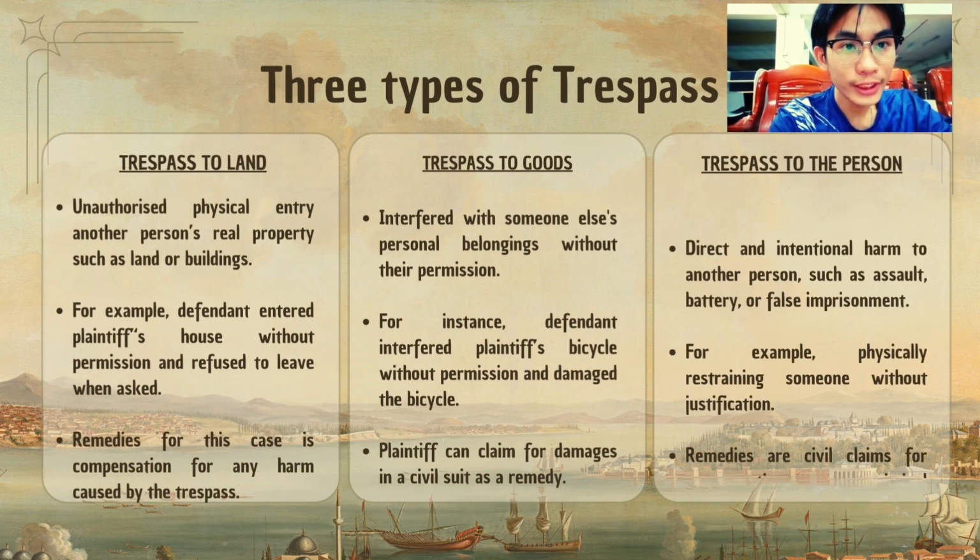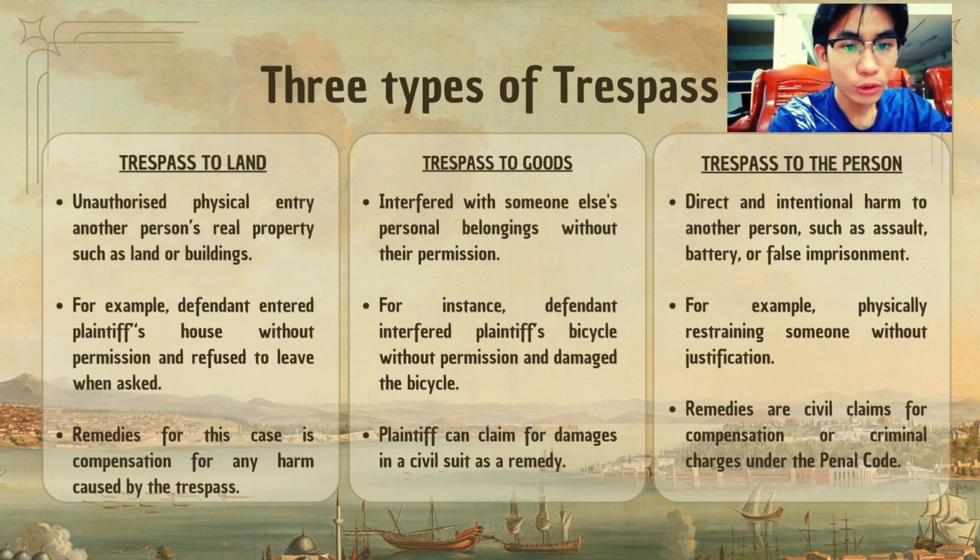Okay, now let us talk about three types of trespass. The first one is trespass to land, unauthorized physical entry at another person's real property such as land or buildings. For example, defendant enters plaintiff's house without permission and refuses to leave. Remedies for this case is compensation for any harm caused by the trespass.